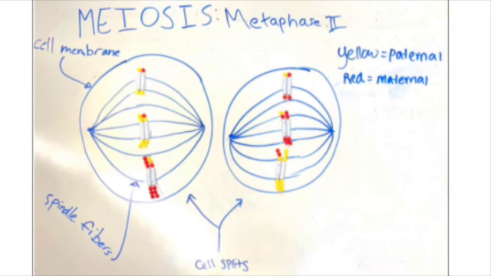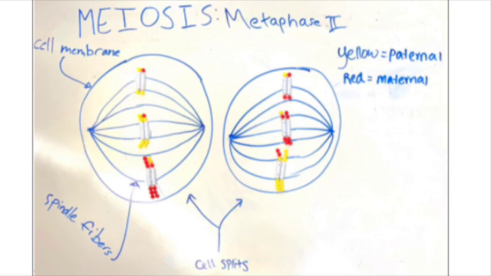Independent assortment happens during meiosis. The homologous chromosomes assemble in tetrads, and each homologous pair splits randomly and independently, which means that there are 2 to the third combinations of homologous chromosomes. Anaphase 1 of meiosis performs independent assortment.